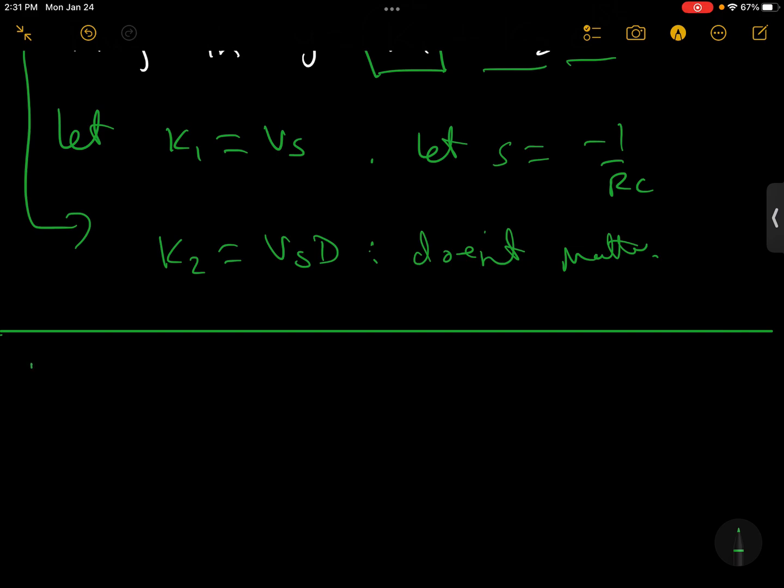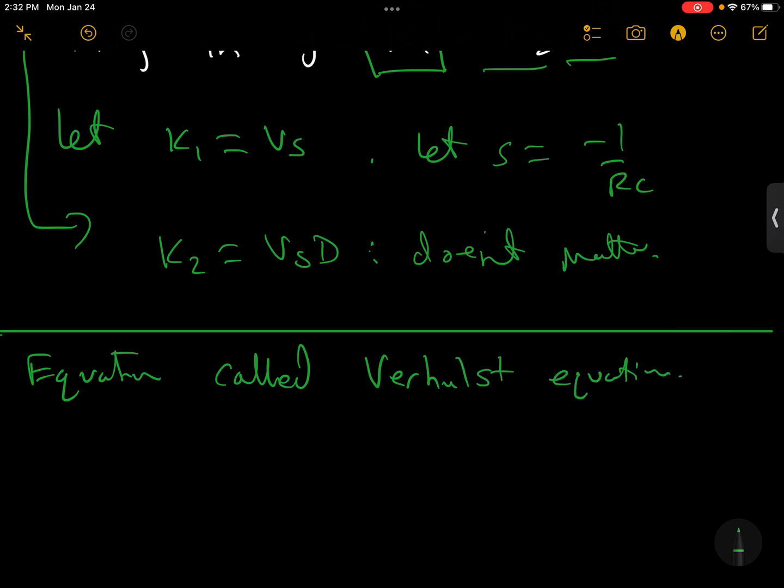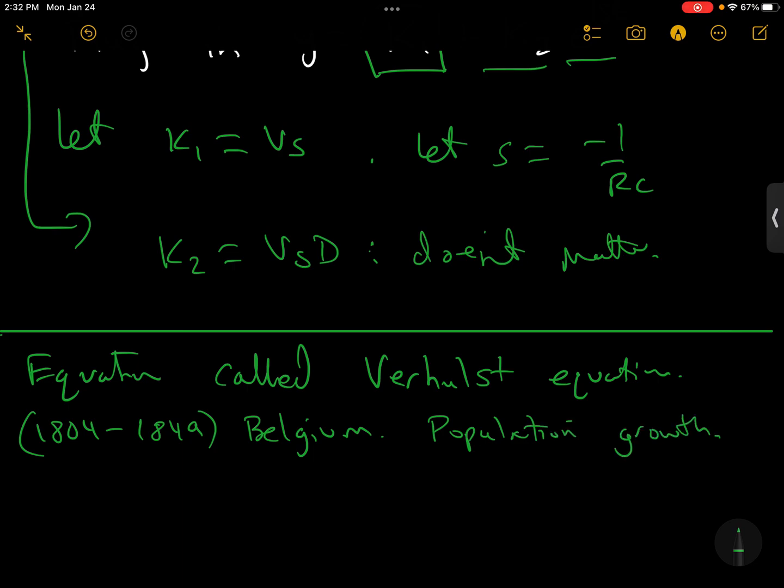Here's an equation. It's called, I've never heard this name before. I know its other name, but what is this called? The Verhulst equation. He was a Belgian mathematician. I study population growth, which I'm fascinated by, and he came up with this equation.